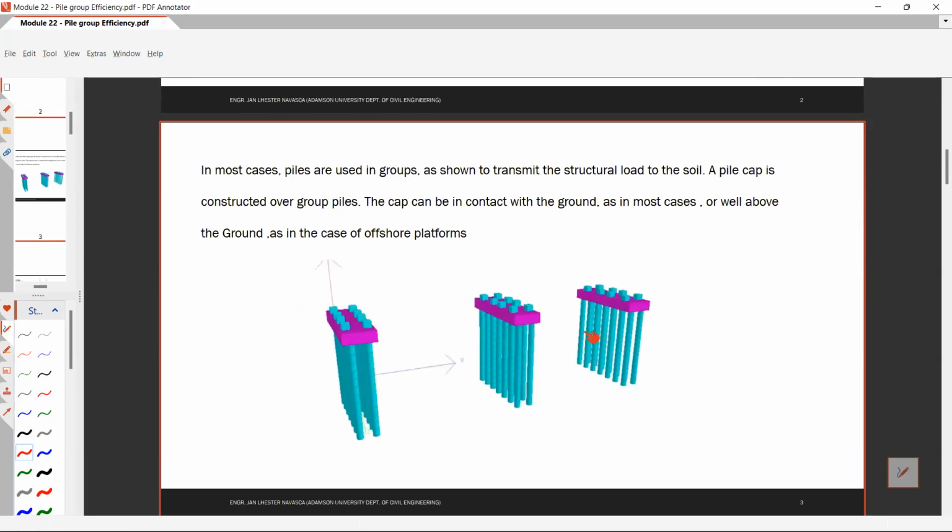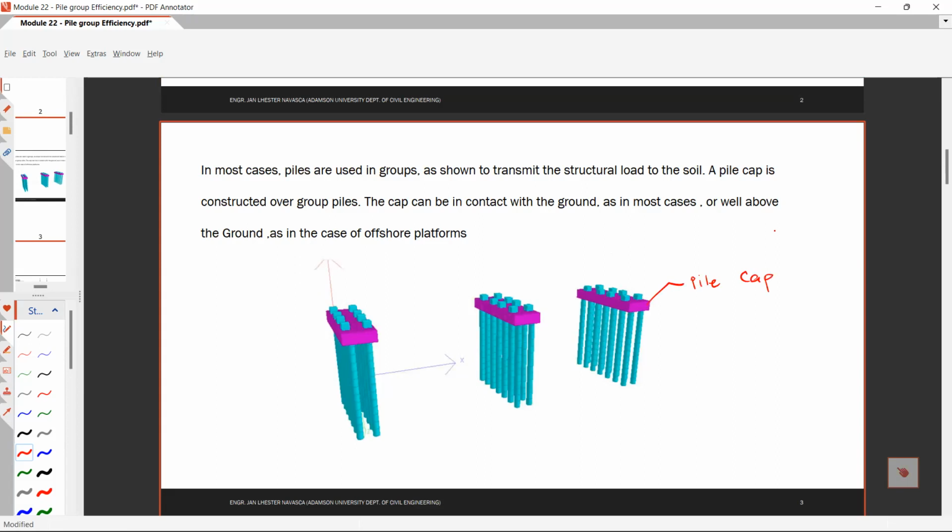Okay, so in most cases, piles are used in groups, as shown, to transmit the structural load to the soil. So ito yung mga example ng piles in a group. So a pile cap is constructed over the group of piles. So ito yung pile cap natin, class. Okay, this is your pile cap.